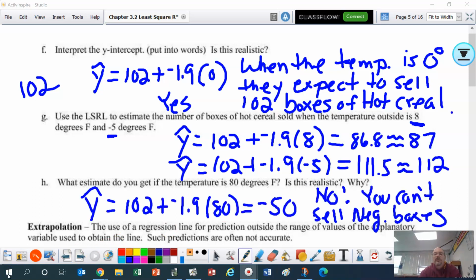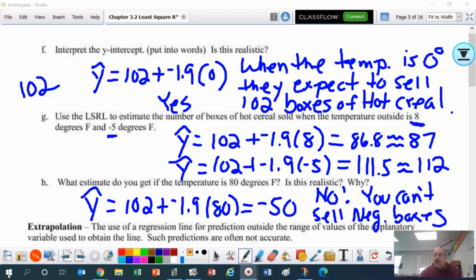All right, ladies and gentlemen. So I've gone ahead and also did H. So G, for 8 degrees, notice I rounded it, it's going to be about 87 boxes of cereal. That's what they predict. And for negative 5 degrees, they predict 112 boxes.